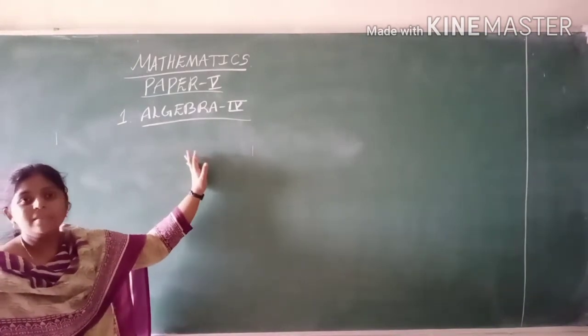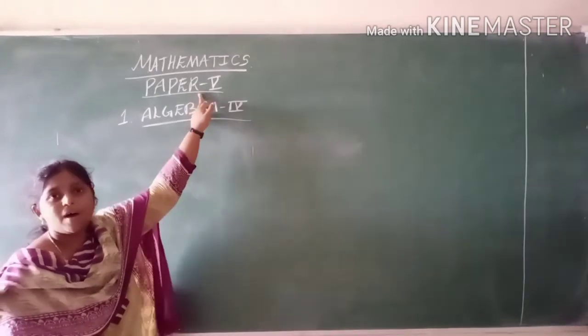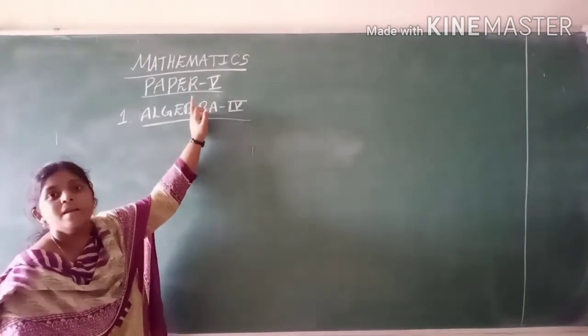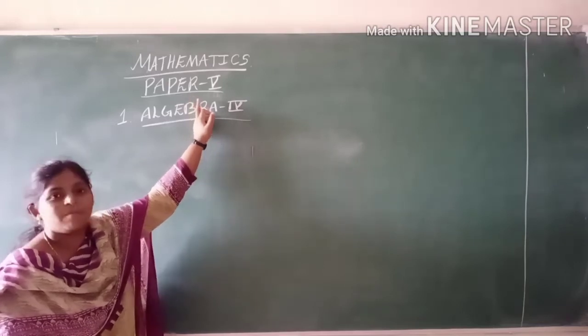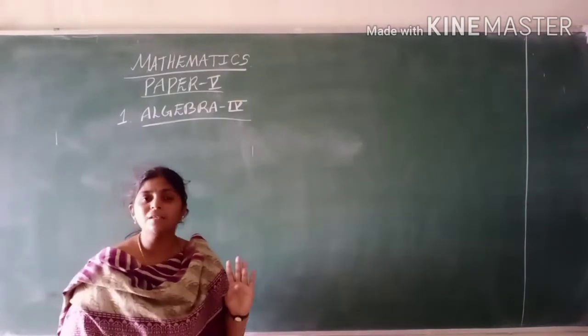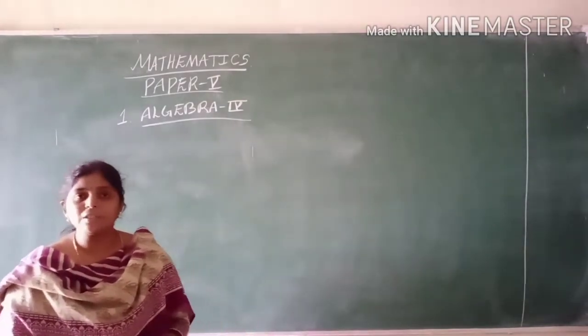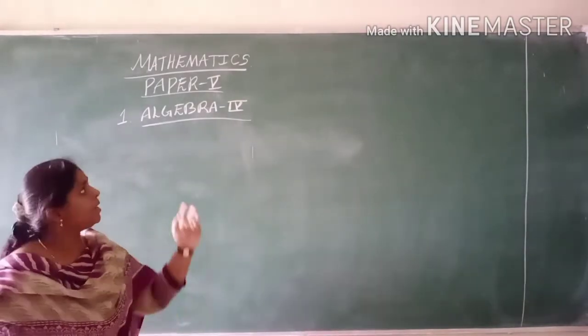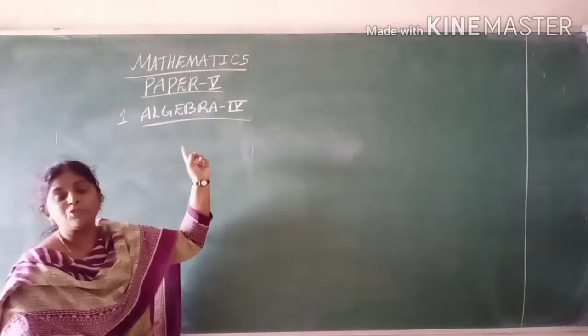In mathematics there are two papers, paper 5 and paper 6. Paper 5 I will take and paper 6 Sujata madam will handle. In paper 5 there are 3 units. In the earlier semesters you were learning 4 units in each subject, but here in the final year it reduces to 3 units.